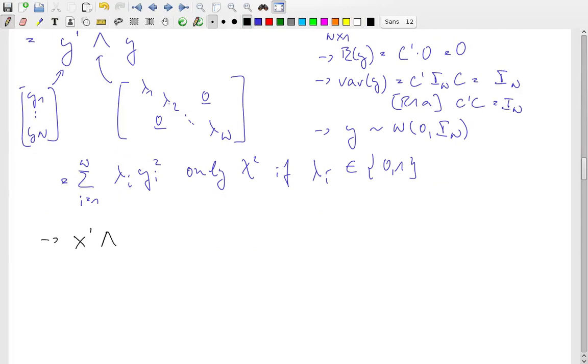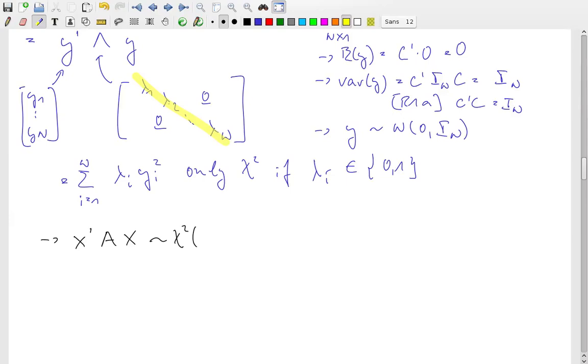So x prime A x comes out as a chi-square distributed random variable only if the matrix A actually is a symmetric, square, and idempotent matrix. Now, what about the degrees of freedom of that chi-square distributed random variable? Well, it depends on how many eigenvalues which are actually 1 are in lambda. So these guys can be either 0 or 1, and if some of them are 0, then I'm actually summing up not n standard normally distributed random variables, but less than n.